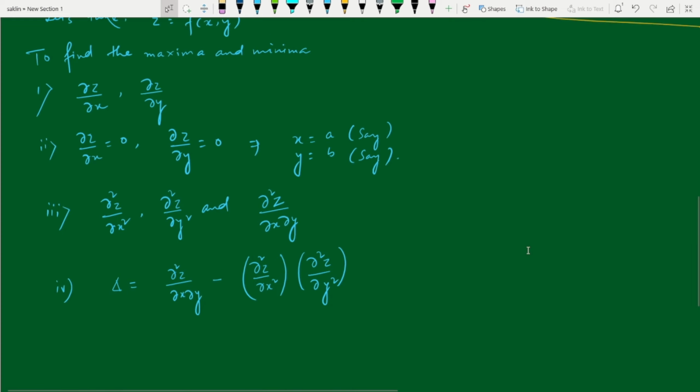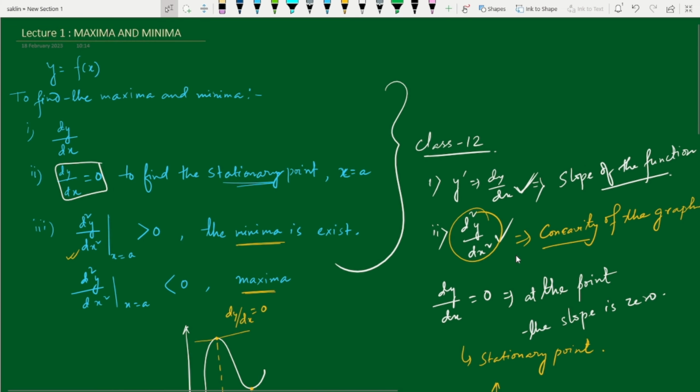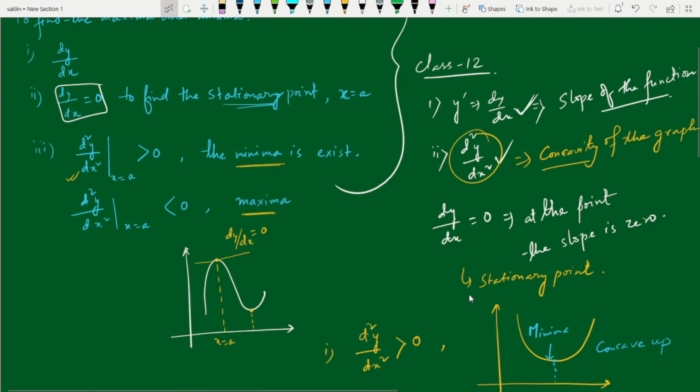Similar process. Here at first we have taken a function f of x, and then we have to find the maxima and minima. We have to take the first derivative of this function, then set the first derivative equal to 0 to find the stationary point, and the third step is the double derivative of this function. If the double derivative at this point is greater than 0, then it will be the minima, and if the double derivative at this point is less than 0, that will be the maxima.